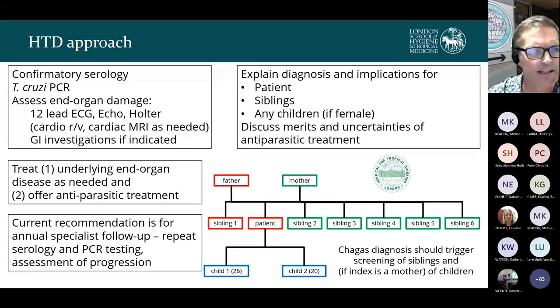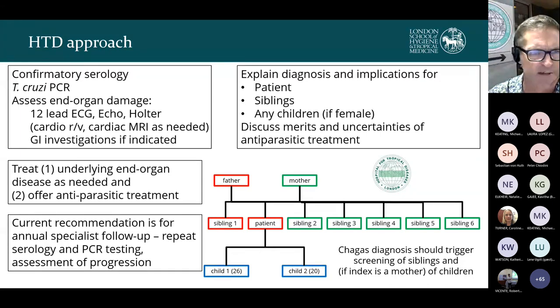What happens when people come to the clinic? Well, currently at the clinic at the HTD, we probably run about three clinics a month where Chagas patients are seen, both in my clinic and in the clinic that's now run by Laura Nabarro, who has taken over from Peter Chiodini. The first thing we'll do is confirm the diagnosis with confirmatory serology. You need two different serological tests for the gold standard diagnosis.